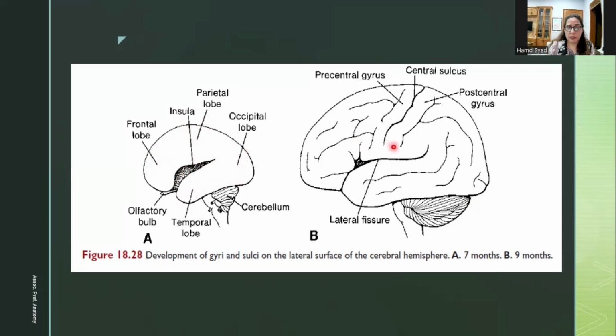But in the later part of the fetal life, you can see now these grooves have appeared on the surface of the cerebral hemispheres. These grooves are known as the sulci, and the elevations between these grooves are known as the gyri. You know that this increases the surface area of the cerebral hemisphere. Also, you can see that the insula has now been covered by the overgrowth from the adjacent lobes. So picture B is representing the 9th month of fetal life, whereas A is representing the 7th month of fetal life. So remember, it is the last 2 months of intrauterine life in which sulci and gyri are going to appear on the surface of cerebral hemispheres.